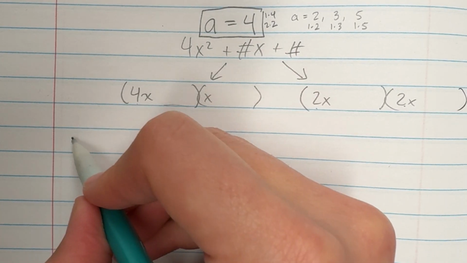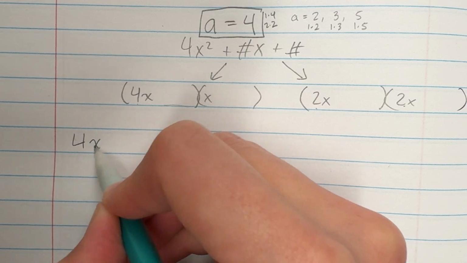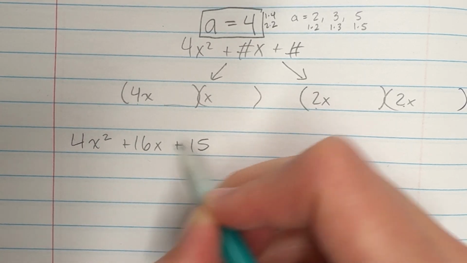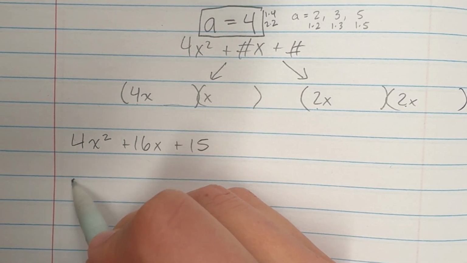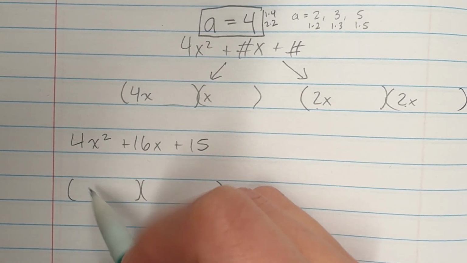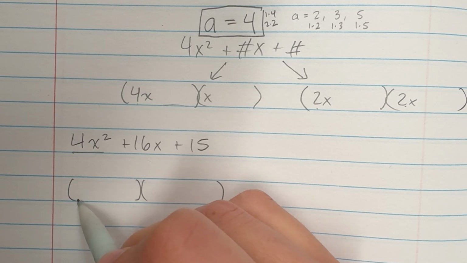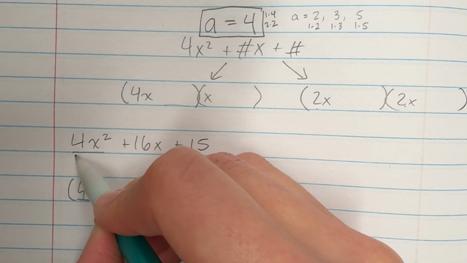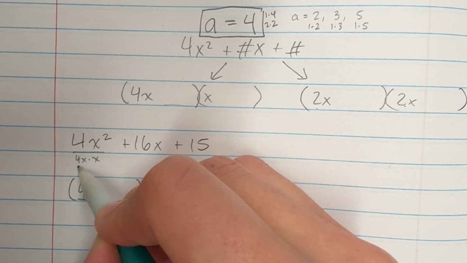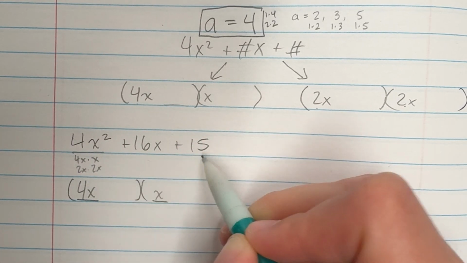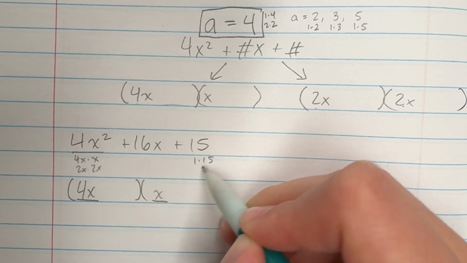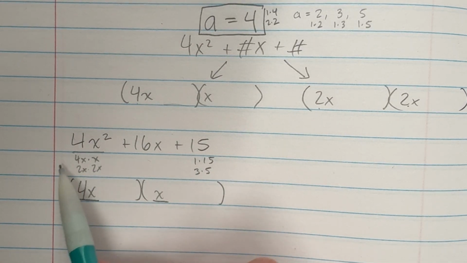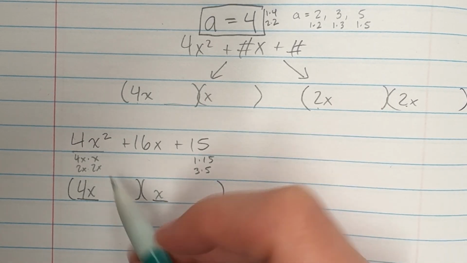So here's my example. 4x squared plus 16x plus 15. Now if I go to try this, I'll say, okay, this one is going to be this times this, right? So let's just go ahead and start with 4x and x. But remember, this could be 4x times x, but it could also be 2x times 2x. So here I'm used to listing possibilities over here, but in the case of 4x, I do need to be aware that there are other possibilities on this end too. Okay, so let's start with 15.